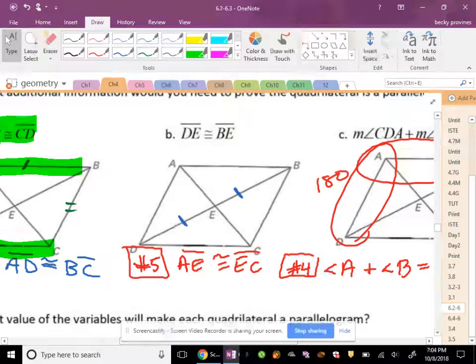Okay, so on the next one, again, you just have to read this given information and put it into the picture. These are diagonals. There's only one rule that talks about diagonals, and it says diagonals bisect. So I need to put that these two pieces, AE and EC, are congruent, and this is rule number 5.